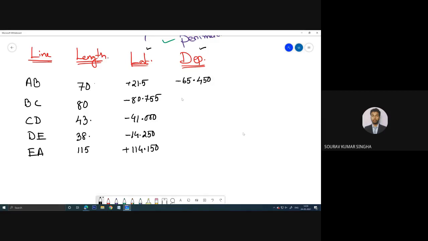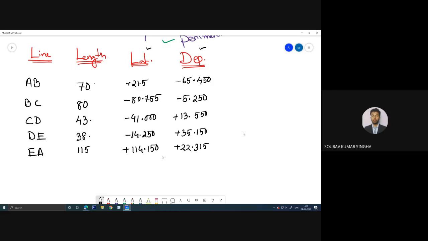65.450, minus 5.250, plus 13.550, plus 35.150, and plus 22.315. Now only this data will be given, and you will be required to correct the latitude and the departure. These are not corrected values.